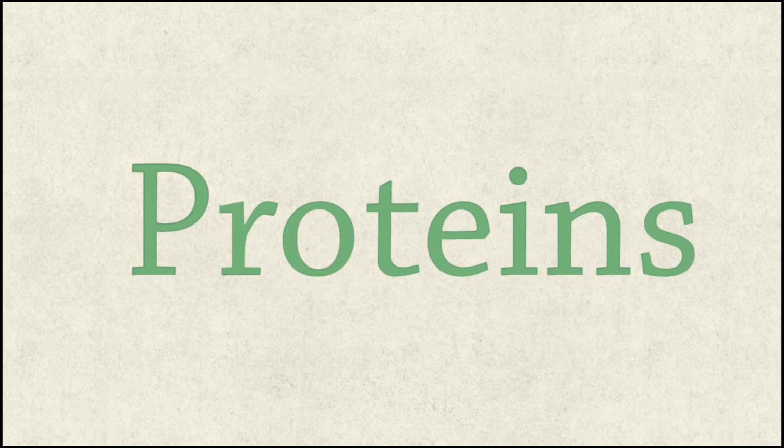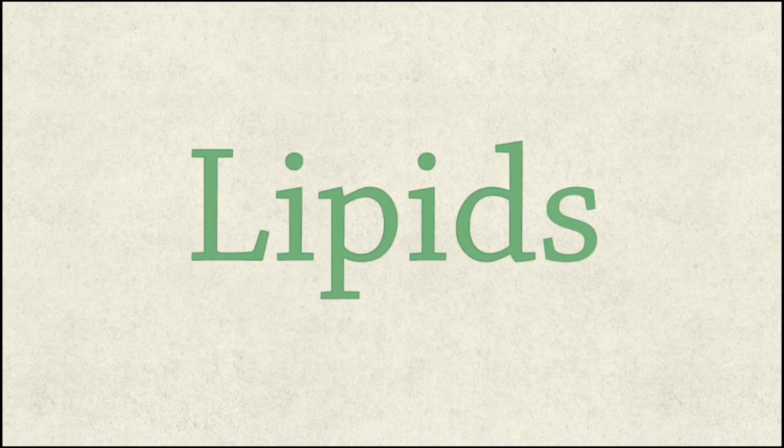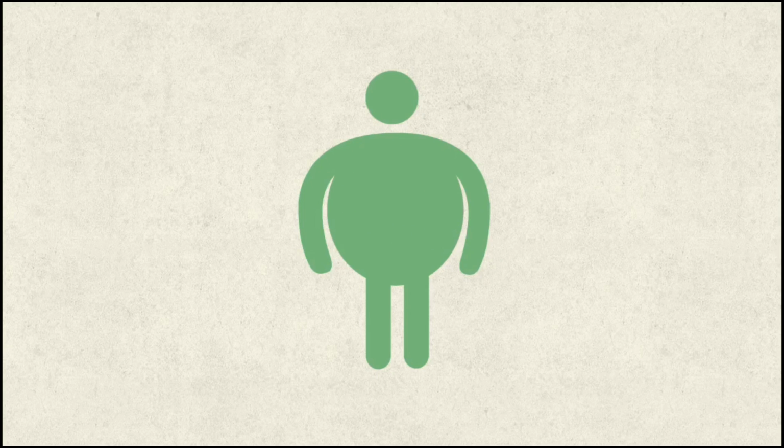The next type of nutrient is called proteins. These can provide energy, but are also the building blocks for all of the proteins within our own bodies. You can get proteins from meats, eggs, dairy products, legumes, or nuts. The last type of nutrient that you can get energy from is called lipids, more commonly known as fats and oils. Lipids not only provide us with energy, but are also used to store energy in your body.